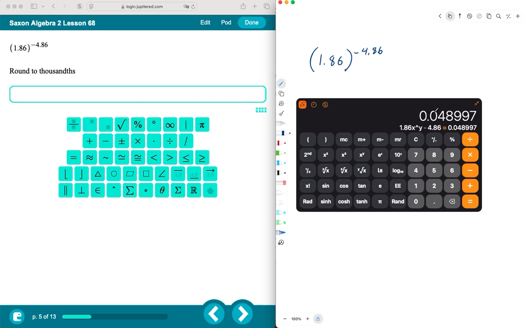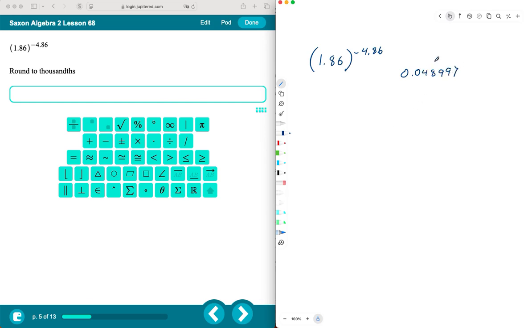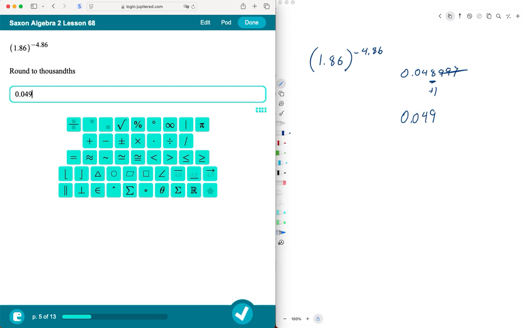So 0.048997. And we're rounding that to the thousands. So tens, hundreds, thousands, that's where we're rounding it to. We look over here. Is this 5 or more? Yes. So we add 1 to get rid of these. 0.049 should be our answer. So 0.049 is correct.